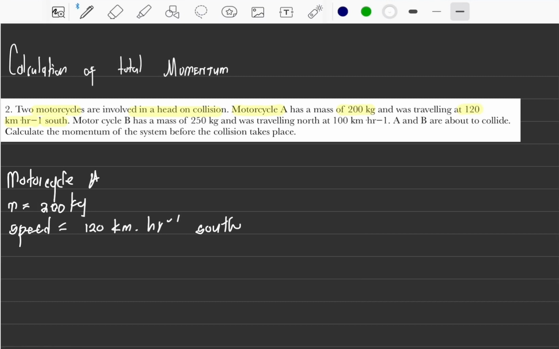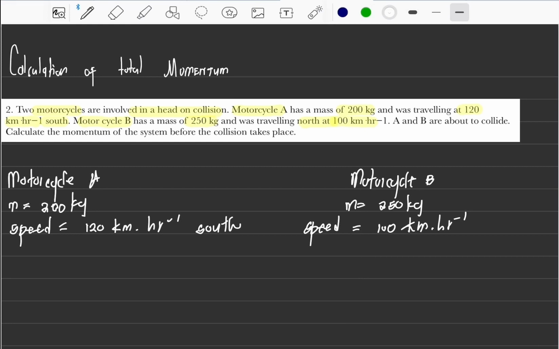Then we also have motorcycle B. Motorcycle B has a mass of 250 kilograms and was traveling north at 100 kilometers per hour. So we also outline its information. For motorcycle B, its mass is 250 kilograms, and its speed is 100 kilometers per hour.